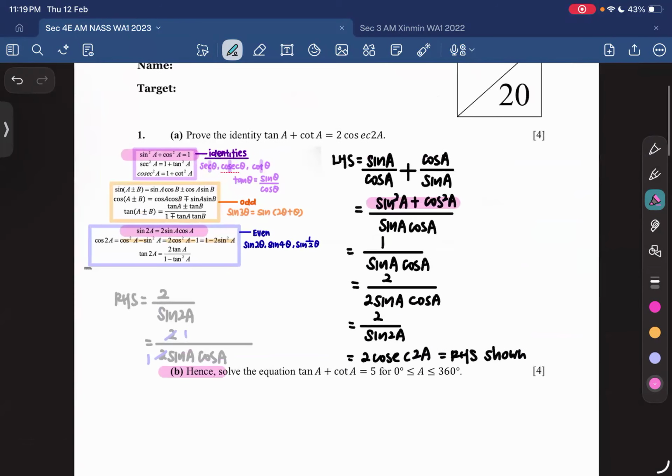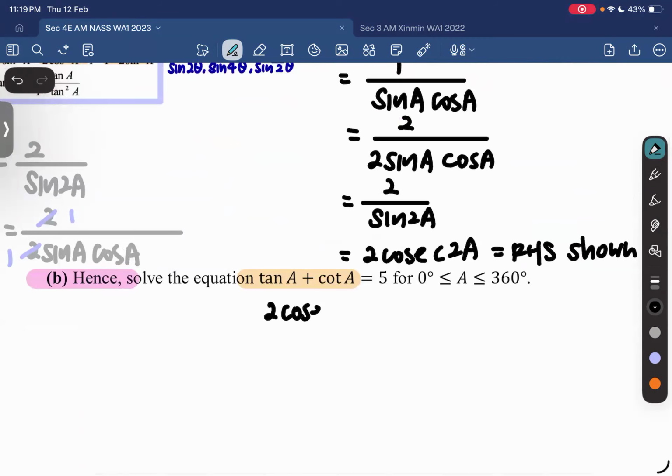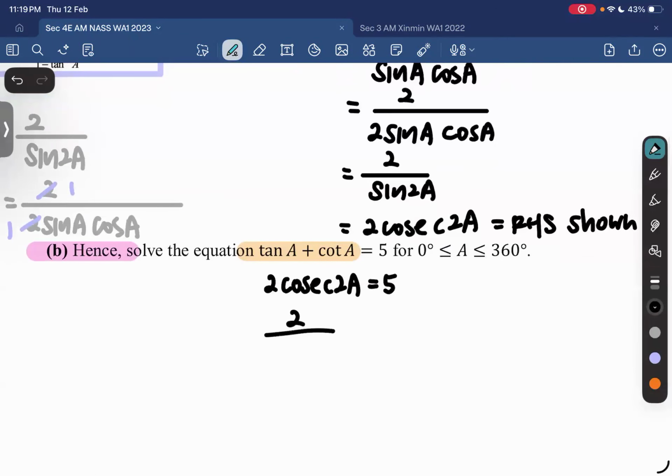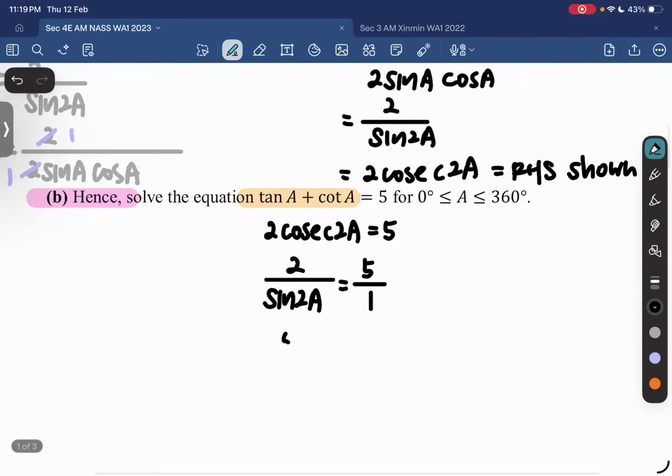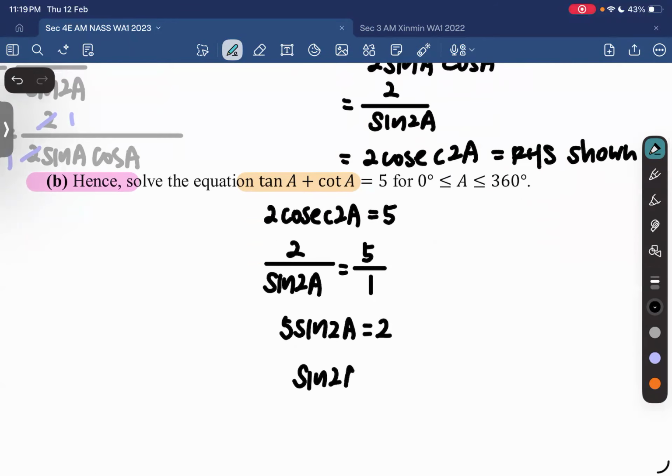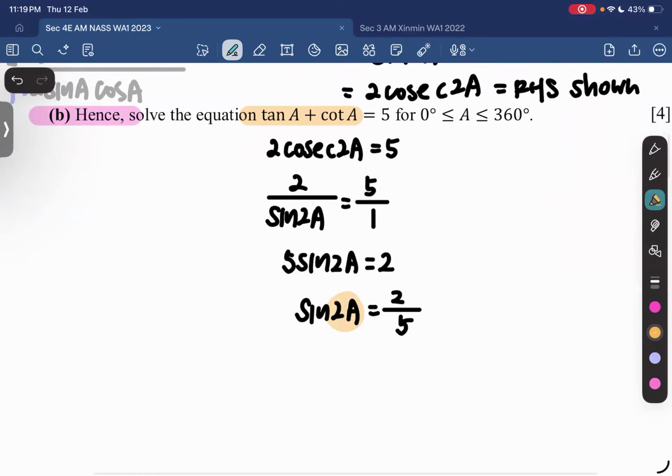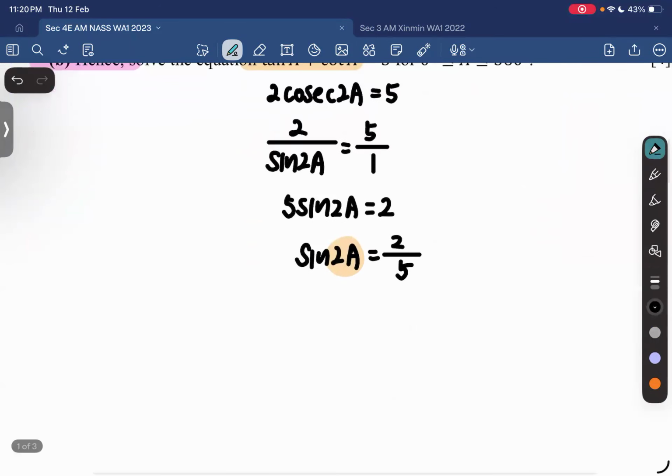Alright, so what you can see here is that this and this, they're exactly the same. So replace it with 2 cosecant 2a equals to 5. What is cosecant? Cosecant is 1 over sine. So sine 2a equals to 5 over 1. So go and cross multiply from here. 5 sine 2a equals to 2, which means that sine 2a equals to 2/5. Please realize that you have this sine 2a. Please don't open up to 2 sine a cosine a. You cannot solve already after that, okay? So start solving from here.